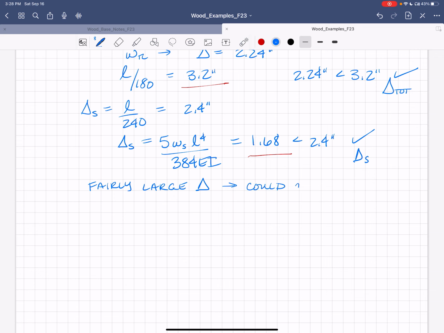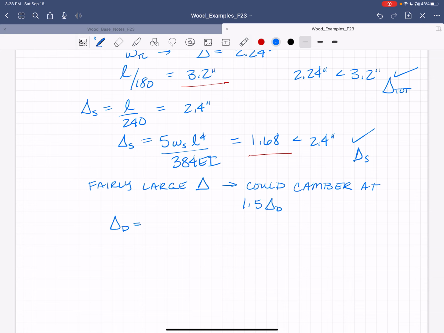Could camber at 1.5 delta dead load. Okay. And if I did just the dead load calculation, that guy was actually 0.8 inches is what I get there. So I could camber 1.2 inches, so like this. That 1.2 would help counterbalance these larger deflections, so I'd get an actual deflection under total load of only 2 inches instead of 3.2 inches.